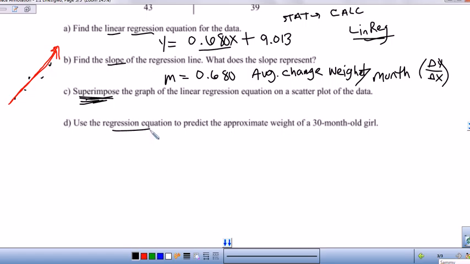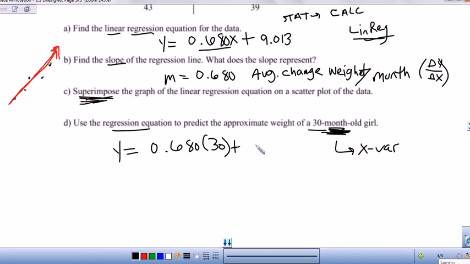Last question: use a regression equation to predict the approximate weight of a 30-month-old girl. The time, the months, is your x variable, so in our equation we're solving for y. It's going to be y is equal to 0.680 times 30 plus 9.013. When you simplify that in your calculator, you get about 29 pounds.